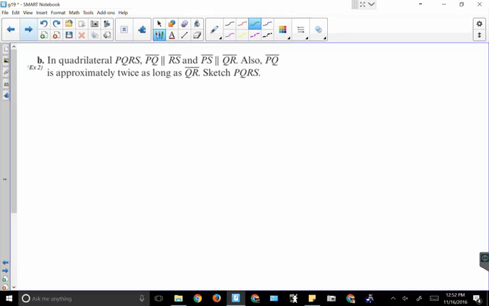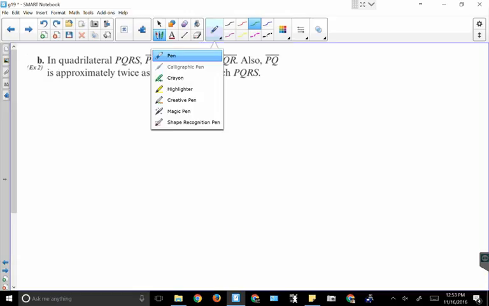Alright. So let's go. Cool. Let's see. So, can you tell me what I should draw? I gotta draw a quadrilateral, right? So, what kind of a quadrilateral should I draw?